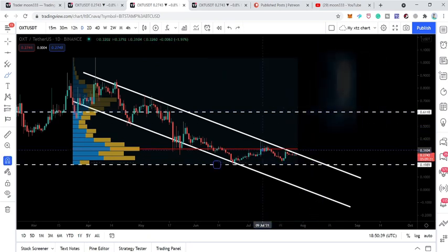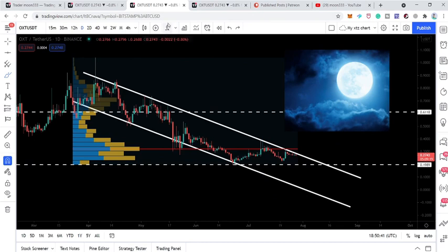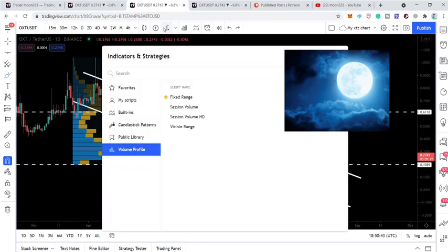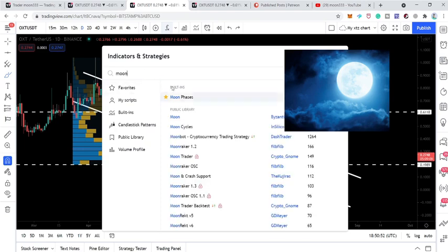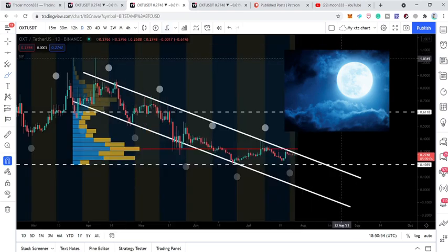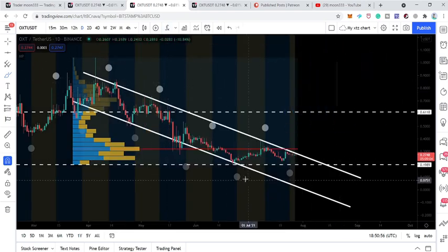Now, if we place the moon phases indicator as well, that works very well on the daily time frame, because after 29.9 days, the new full moon or dark moon appears. And let me show you this indicator as well. And I've placed the moon phases. This is the full moon and this is the dark moon.